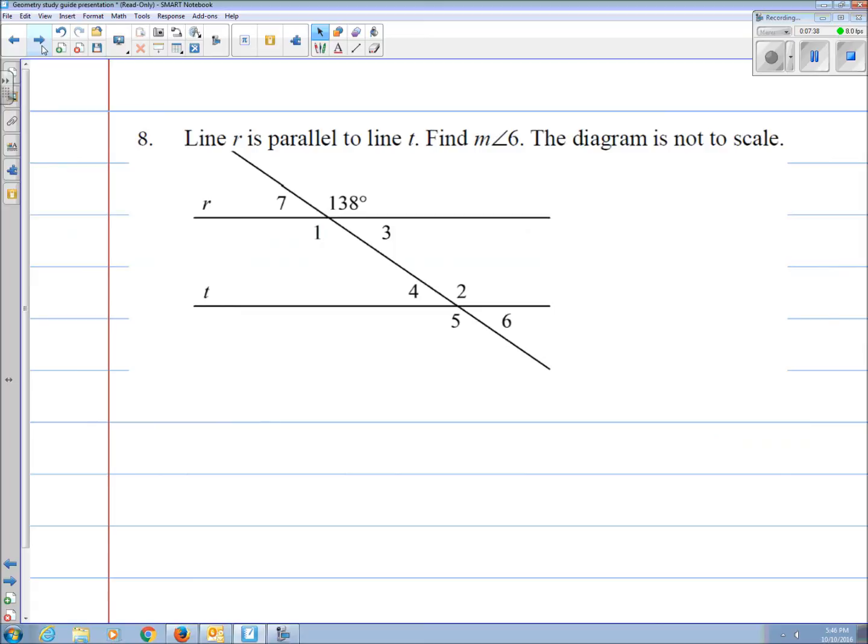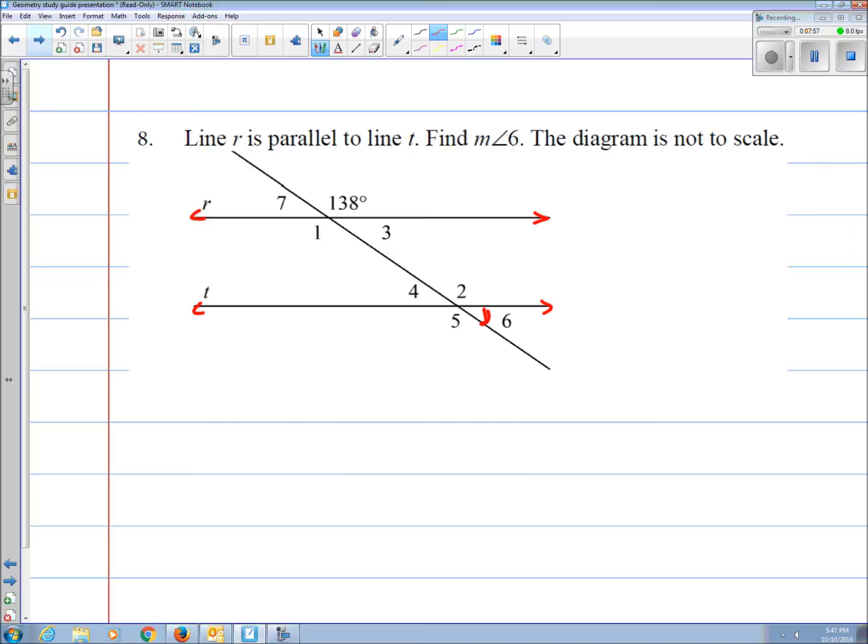Number 8, line R is parallel to line T. Find the measure of angle 6. The diagram is not drawn to scale. So it's saying these two lines are parallel to each other. And it says find the measure of angle 6. This is what we're looking for.